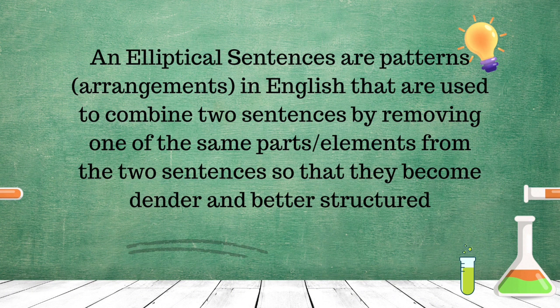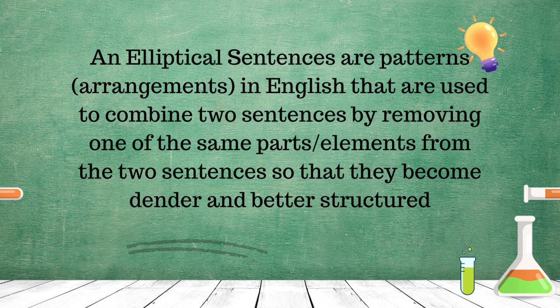Elliptical sentences are patterns, arrangements in English that are used to combine two sentences by removing one of the same parts or elements from the two sentences so that they become more concise and better structured. There are 5 kinds of elliptical sentences. The first is so and too.